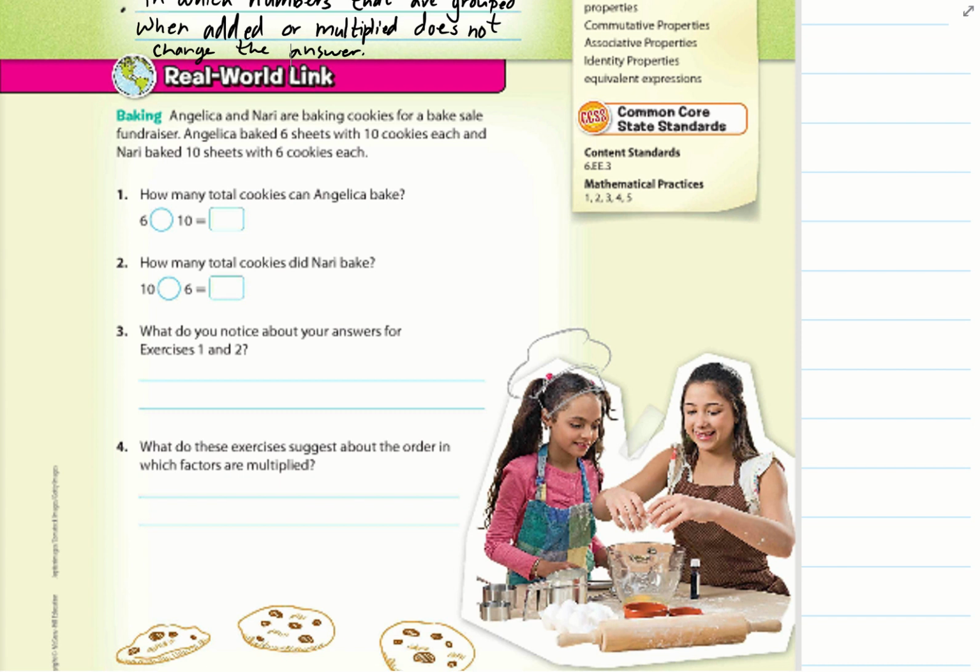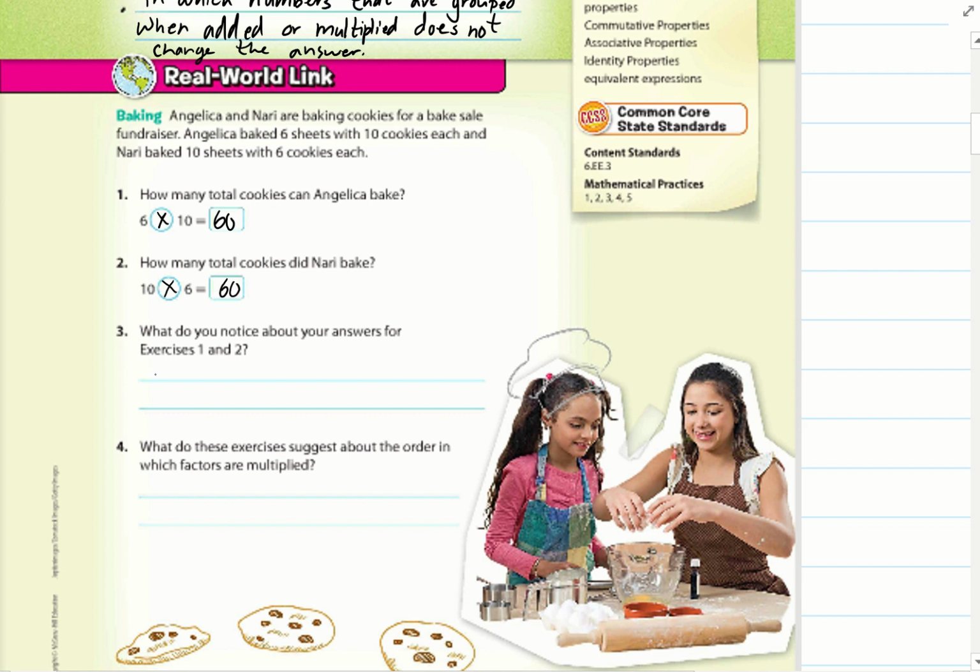So this is Angelica and Nadi are baking cookies for a bake sale fundraiser. Angelica baked 6 sheets with 10 cookies, and Nadi baked 10 sheets with 6 cookies each. How many total cookies did Angelica make? Well, we're going to multiply it because we did it 6 times 10, so it's going to be 60. And then this time we have 10 sheets with 6 cookies each, so we're going to multiply that, and we're also going to get 60.